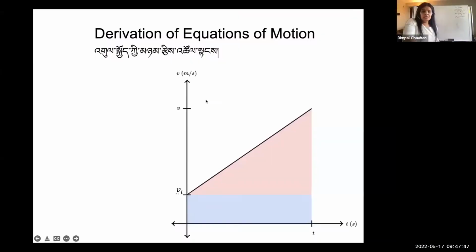What I'm taking here is a velocity versus time graph. And what I'm saying is that at time t equals 0, there is some initial velocity here. And then we have just seen how the velocity increases. So this is the same graph. At any time t, the velocity is v.